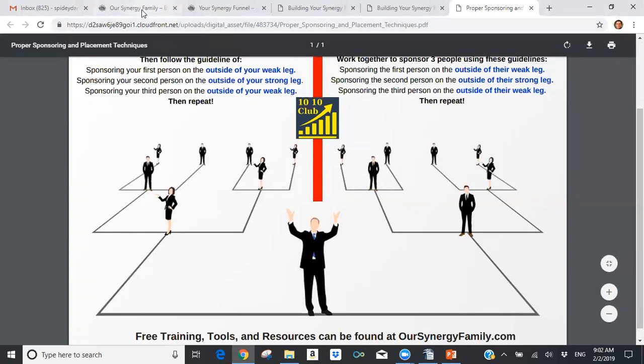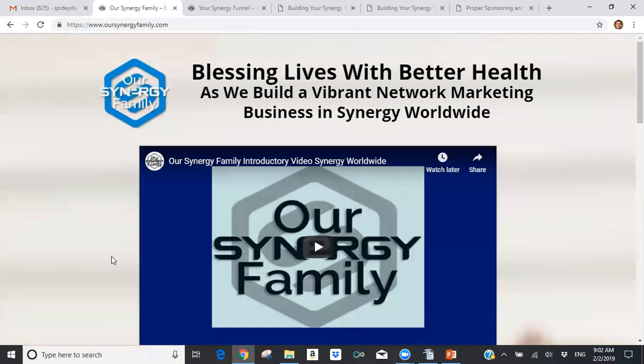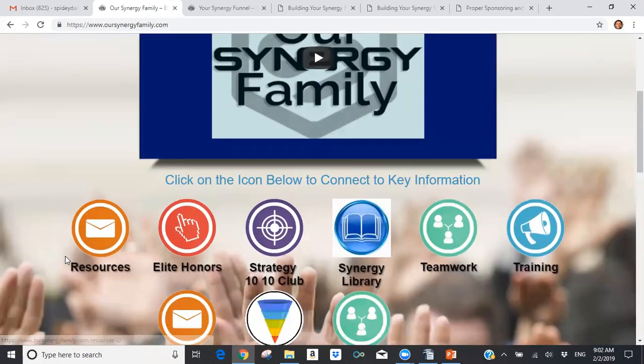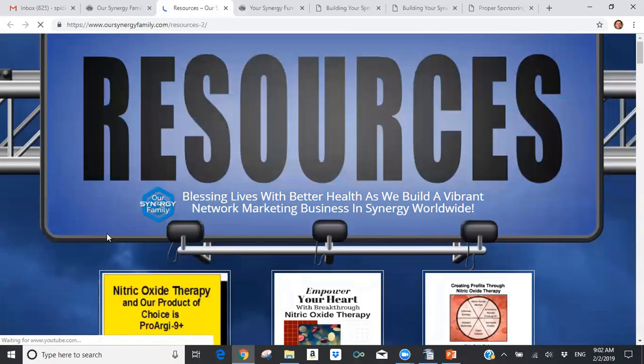Now, I want to go back to our Synergy family. The starting point for everything: I had a couple people call me last week or send me emails asking, where do I find this? Well, the starting point is always going to be oursynergyfamily.com. Then from there, depending upon what you're looking for, you click on one of these icons. For example, someone asked me yesterday, where can I find the nitric oxide therapy ebook? Again, you go to oursynergyfamily.com, you click on resources, and resources will take you to the dedicated page.